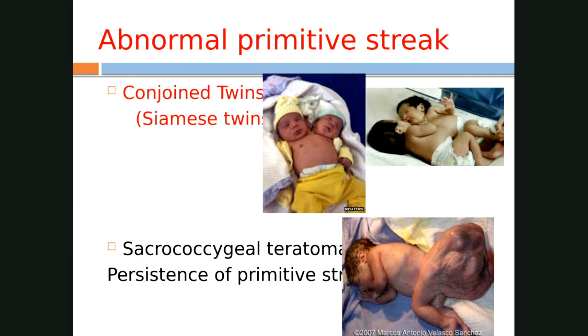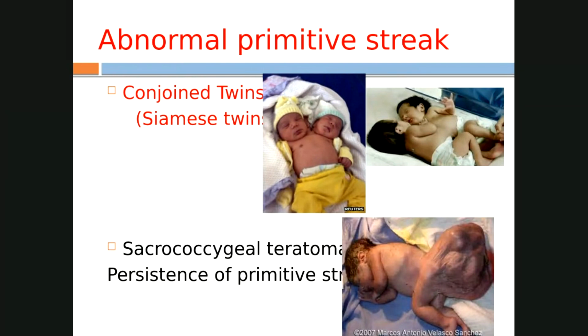But suppose primitive streak splits in the upper part and also in the lower part. So what you find is two babies, but they are fused in the middle, because primitive streak is single in the middle, but in the upper part and lower part it is split. So that's why you find that the baby has two heads and four limbs down, and that's how this type of abnormality appears. This is known as conjoined twins, and this is because of the abnormal primitive streak.